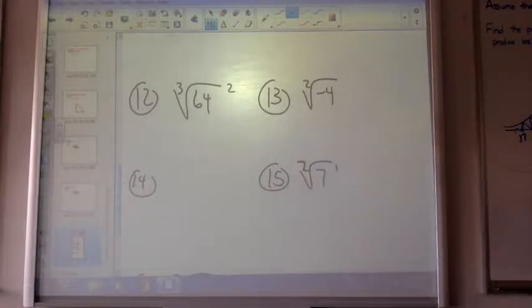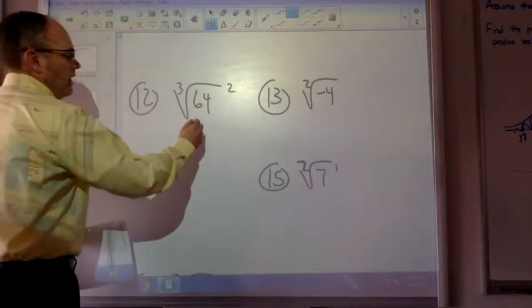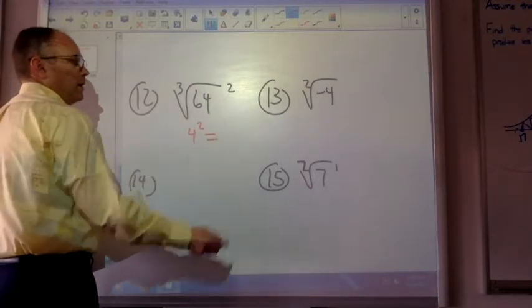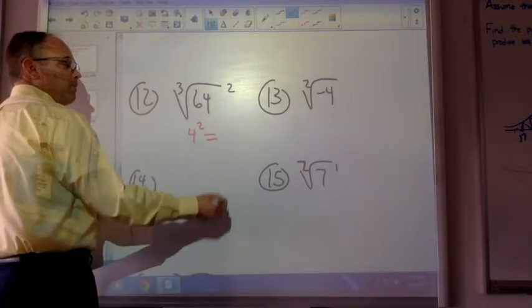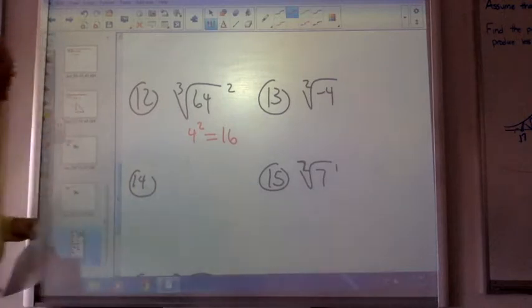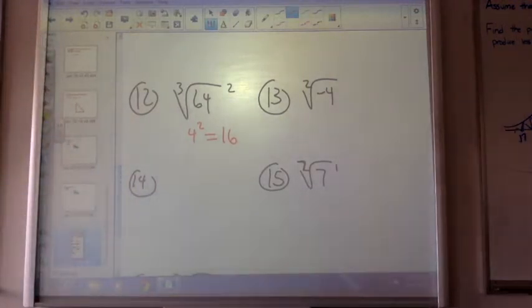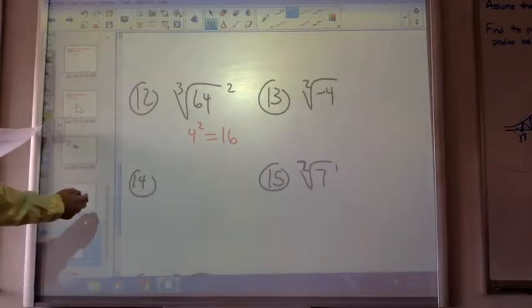So 2 times 2 times 2 is 8. 3 times 3 times 3 is 27. 4 times 4 times 4 is 64. What is the third root of 64? 4. So I get 4, and then I have to square it. What's 4 squared? 16. Okay? Can I do the square root of a negative number? No. Okay, I can do the third root.